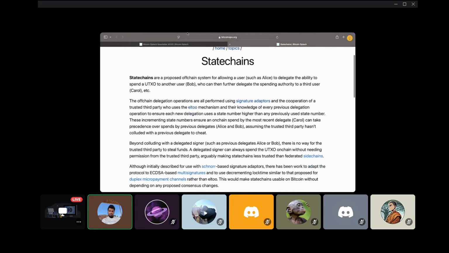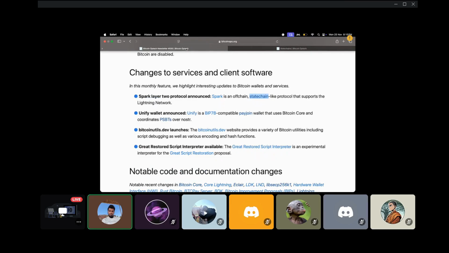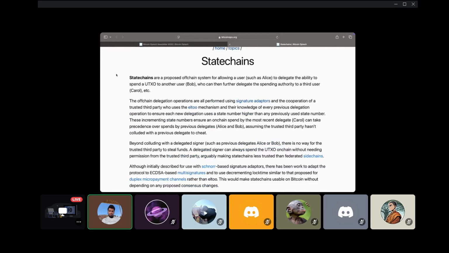Okay, so the first bullet point in the changes to services in client software pertains to Spark. What is Spark? It is an off-chain, state chain-like protocol that supports the Lightning Network. So basically, it's a layer 2 protocol. State chains, what are state chains? State chains are a proposed off-chain system for allowing a user, such as Alice, to delegate the ability to spend a UTXO to another user, that is Bob, who can then further delegate the spending authority to a third user, Carol, etc.